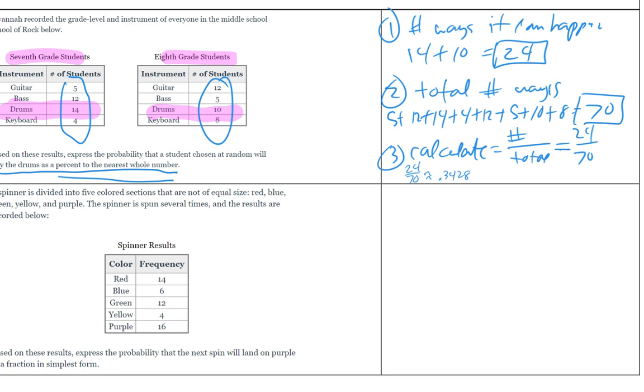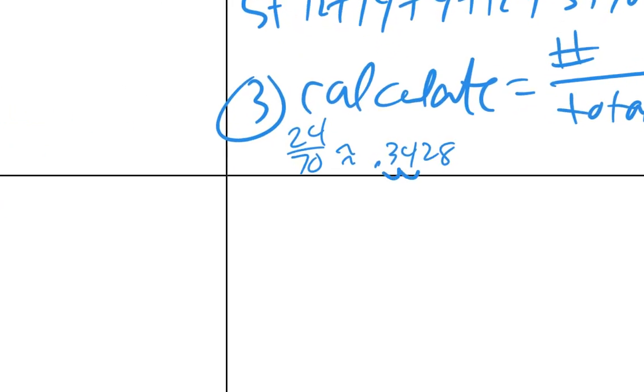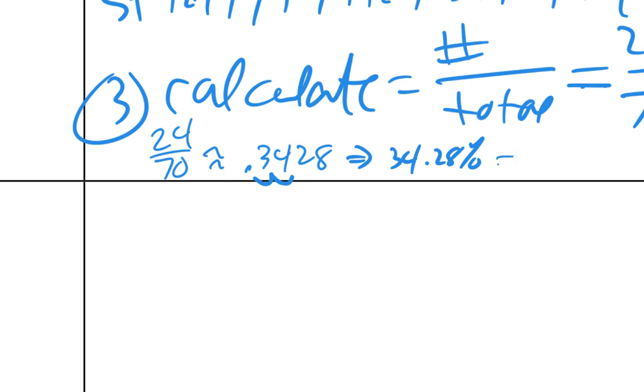And they want a percentage to the nearest whole number. So for percentage, first we're going to move it 2 places to the right, so 1, 2. That's going to be 34.28%. Then since they said to the nearest whole number, that's going to be 34%. Whole number means like whole dollars. So that's going to be our answer. Let's highlight that so we remember that that's our answer.